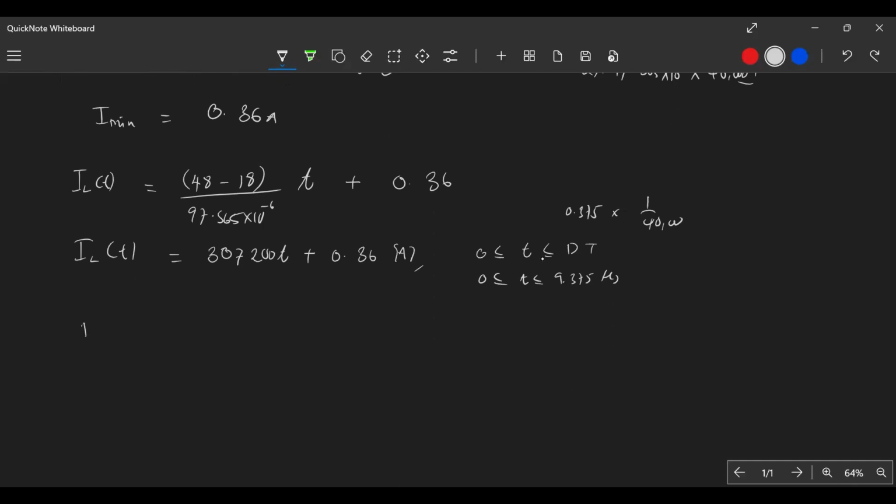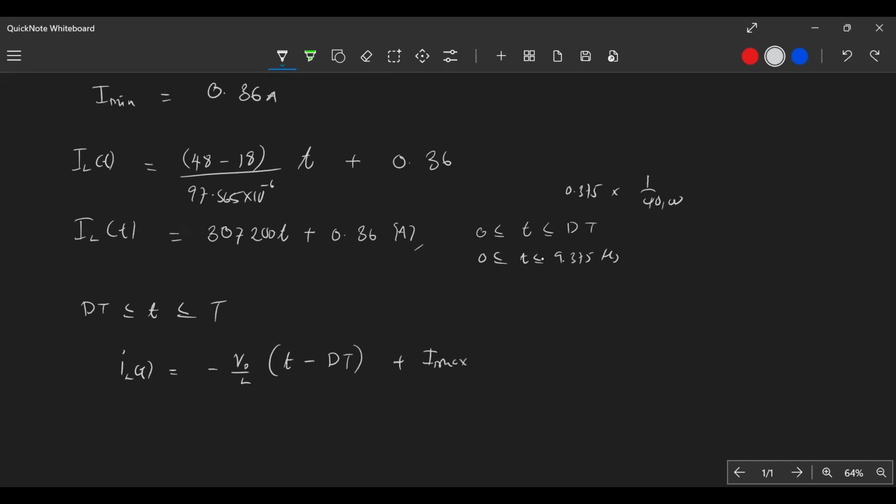Now, what about between DT and the period? Let's also figure that out. The equation for that is given by the following: IL of t is equal to negative Vo over L, times t minus DT, plus Imax.